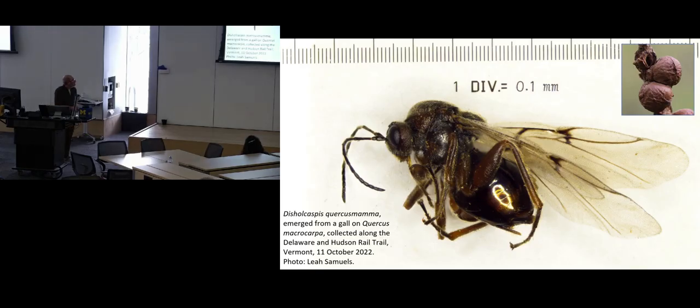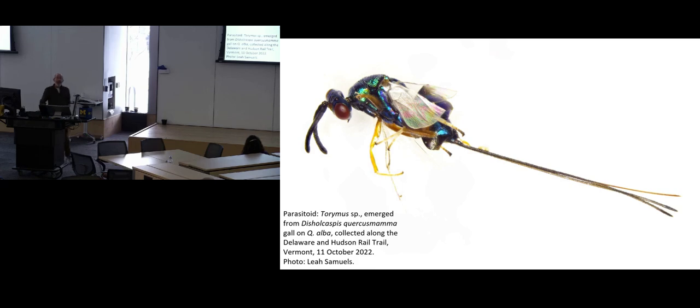And so, for instance, here's what she found popping out of this bullet gall right here: a Dishelcaspis quercusmama, emerged from a gall collected along the Hudson Rail Trail in Vermont. And also some parasitoids, some that are parasitizing the gall wasps inside the galls, some that are just taking advantage of the gall, living adjacent to the gall wasp. So here's a Torymus that came from one of those same galls that she reared out. So lots of fascinating stuff has come out of this just in terms of what species are living on what oaks.